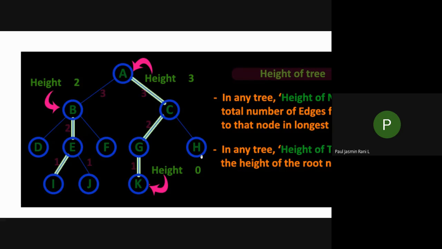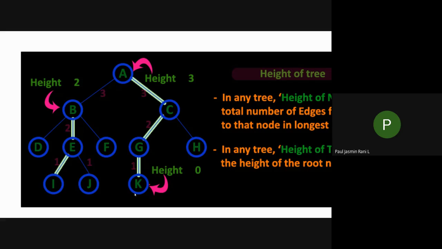Suppose I want to know the height of the H node. Below this H node I don't have any branches, so I cannot calculate any height, isn't it? So simply I can mark its height as 0. Similarly, the height of this K should be marked as 0, because after this K I don't have any branches, and this particular node is nothing but your leaf node.